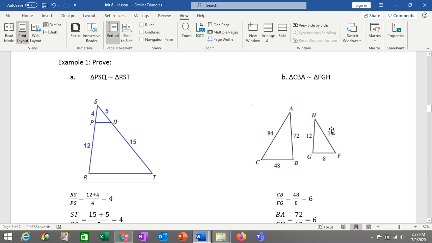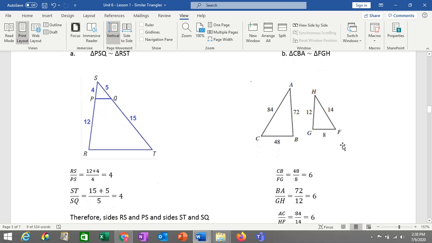If you want to think about this, imagine this is like a book or something. If you flip this as if you're turning the page, HF should actually line up with AC. And that's important because you're dividing numbers on both triangles to try to figure out what the scale factor is. If you don't recognize this, you might divide the wrong pairs of numbers and not get the answer that you're looking for.